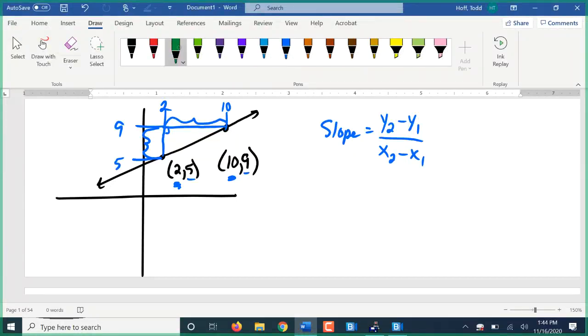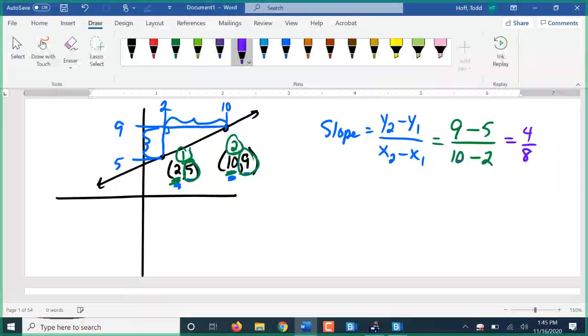So to actually put these in the formula, we have to label our points, point 1 and point 2. y2 is point 2, the y coordinate, so that'll be the 9, minus y1 is point 1, the y coordinate, so that'll be 5, over x2 is point 2, the x coordinate, which is the 10, minus x1 is point 1, the x coordinate, which is the 2. We subtract: 9 minus 5 is 4. 10 minus 2 is 8. Both of those can be divided by 4 to give us a 1/2 slope.